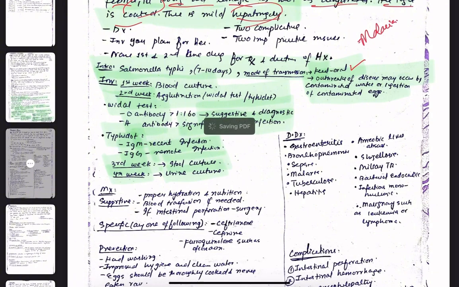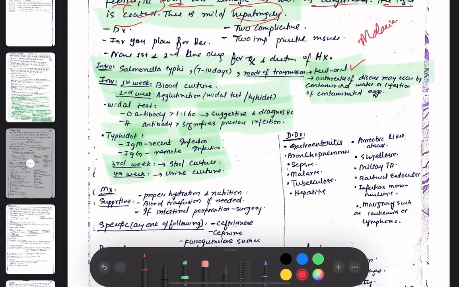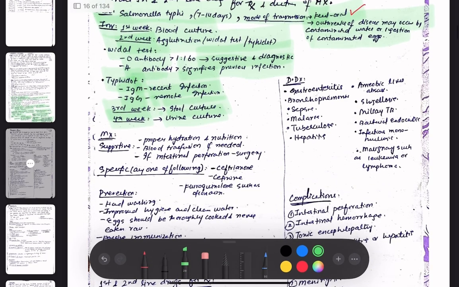So stool culture is done at the third week, urine culture at the fourth week, and typhoid and Vidal test gives us whether it is a recent or active infection, or whether it is a past infection. Now the management options for enteric fever. Supportive treatment is provided, that is proper hydration and nutrition, blood transfusion is done if needed, and if intestinal perforation is present, then surgery is done.